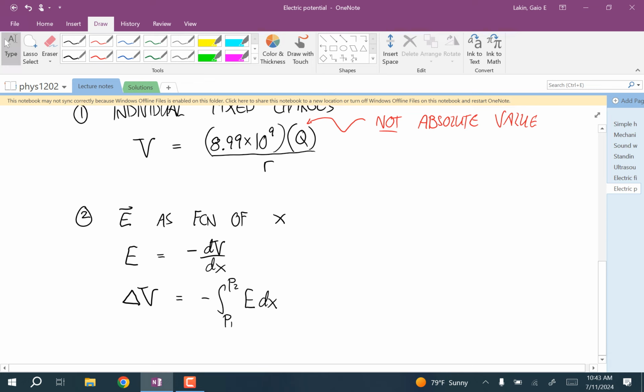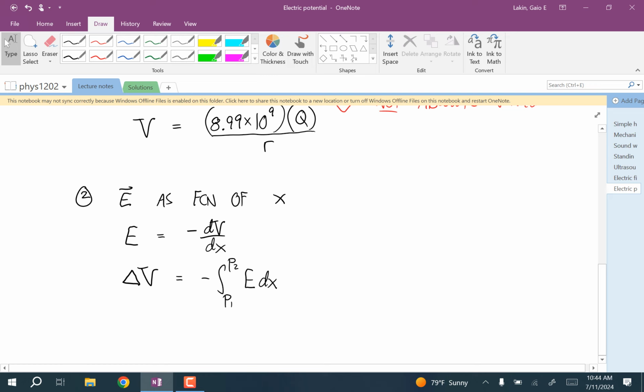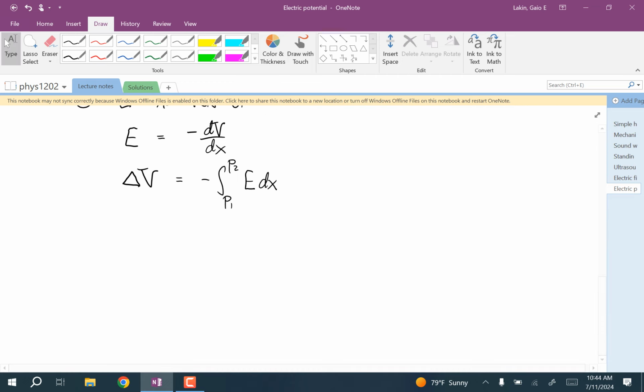And I'll do examples of both of these. What you have to remember is there's only two ways to calculate electric potential. There's one way if you have fixed charges, and there's another way if you have E as a function of x or y. Okay, so for the first example, let's do it in the case of fixed charges.